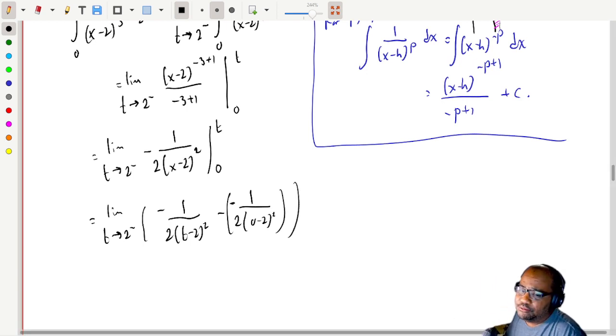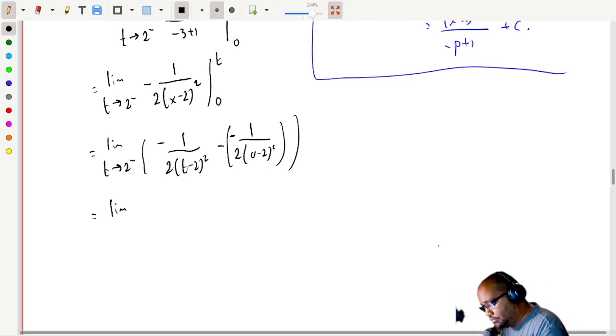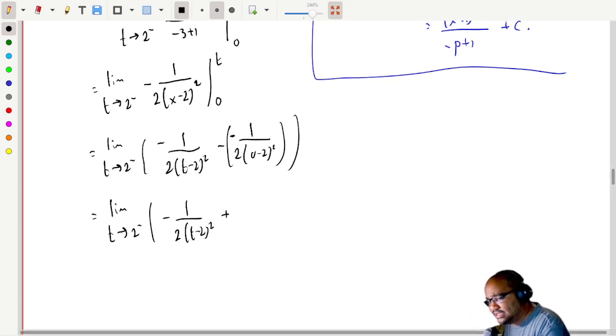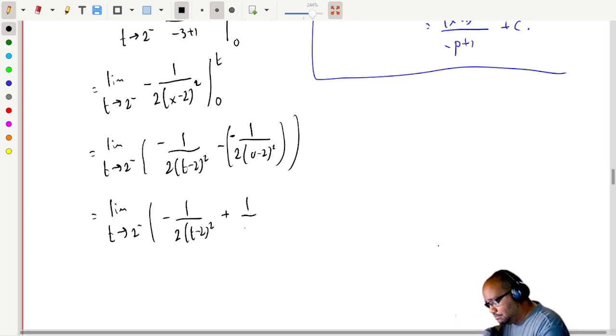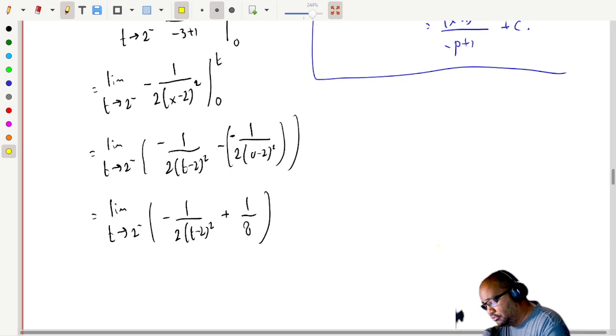Okay, we're trying to find the limit here as t approaches 2 from the left. Now, when we clean this up a little, we'll get the limit as t approaches 2 minus of negative 1 over 2 times (t minus 2) squared. Minus minus is a plus. Negative 2 squared is a 4. Positive 4 times 2 is an 8. All right, so I have this nice looking thing. But now we need to figure out how to handle this limit here, okay?